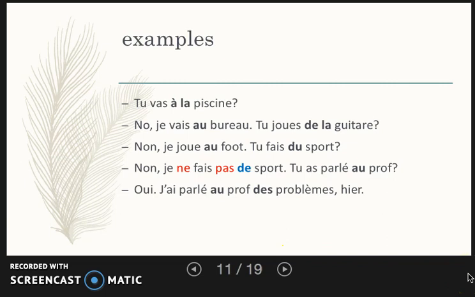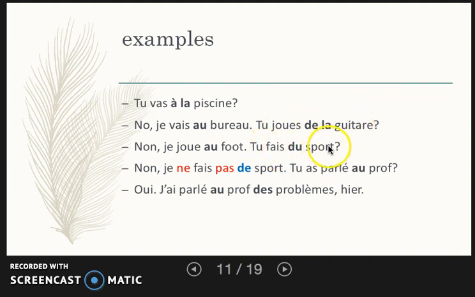So let's take a look at some examples. Tu vas à la piscine. Notice the verb aller, to go. You go to something. To and the feminine won't combine. But if I'm going to the office, je vais au bureau. Bureau being masculine, I have to say au, to and the. When you're playing an instrument, you play of the instrument. So you need de. Tu joues de la guitare, guitar being feminine.